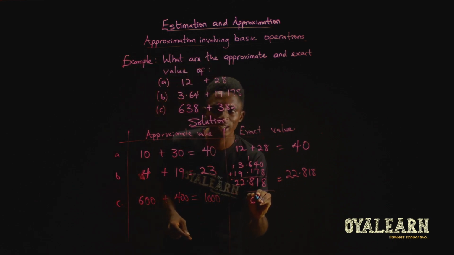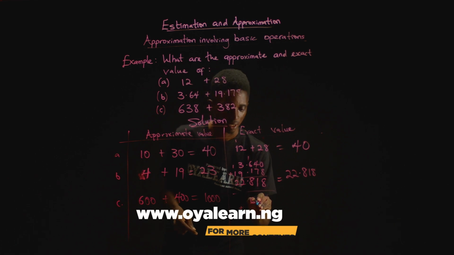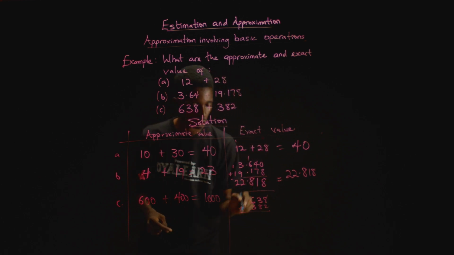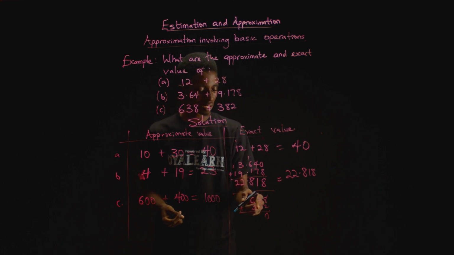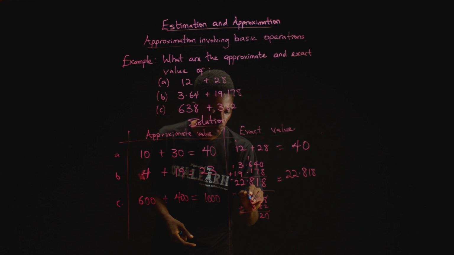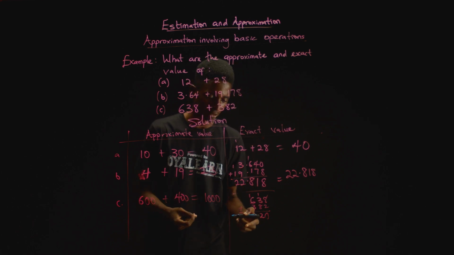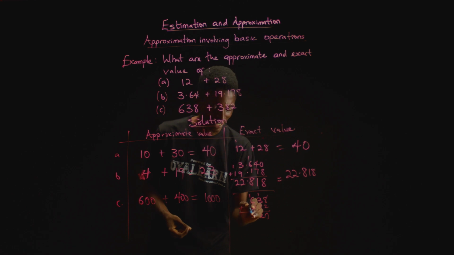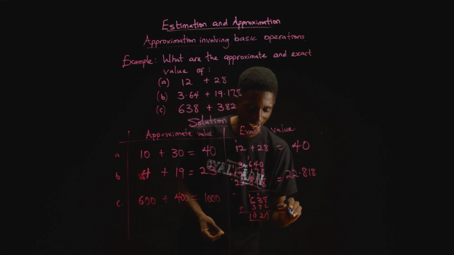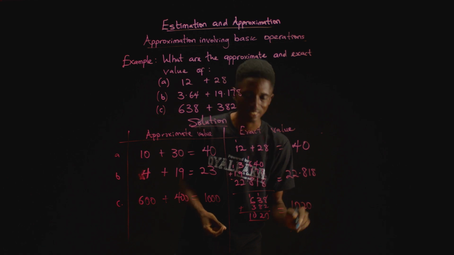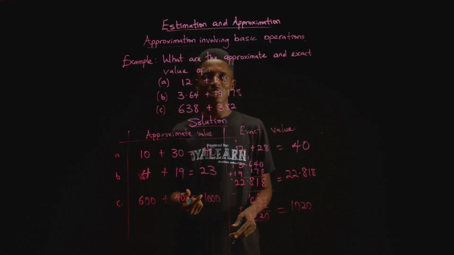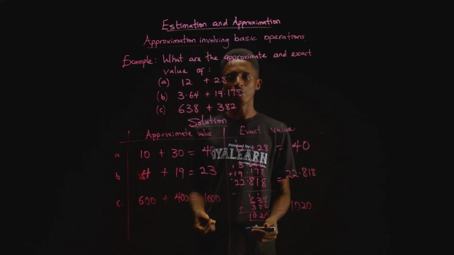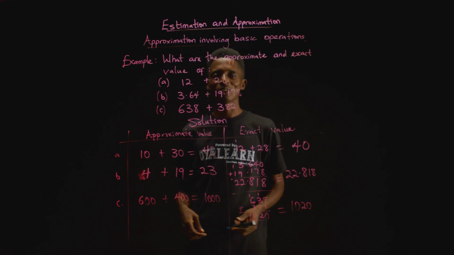So now we have 638 plus 382. Let's add. Now, 8 plus 2 gives a 10, so we write the 0, carry the 1. 1 plus 3 is 4, plus 8, and we get 12. So 2, carry the 1. Now, 1 plus 6 is 7. 7 plus 3 and I get 10, which I write down. That is, my answer here is 1020. Now the exact value is 1020, while the approximate value is 1000. And as you can see, it is still very close. And that's the solution to this problem. Thank you.